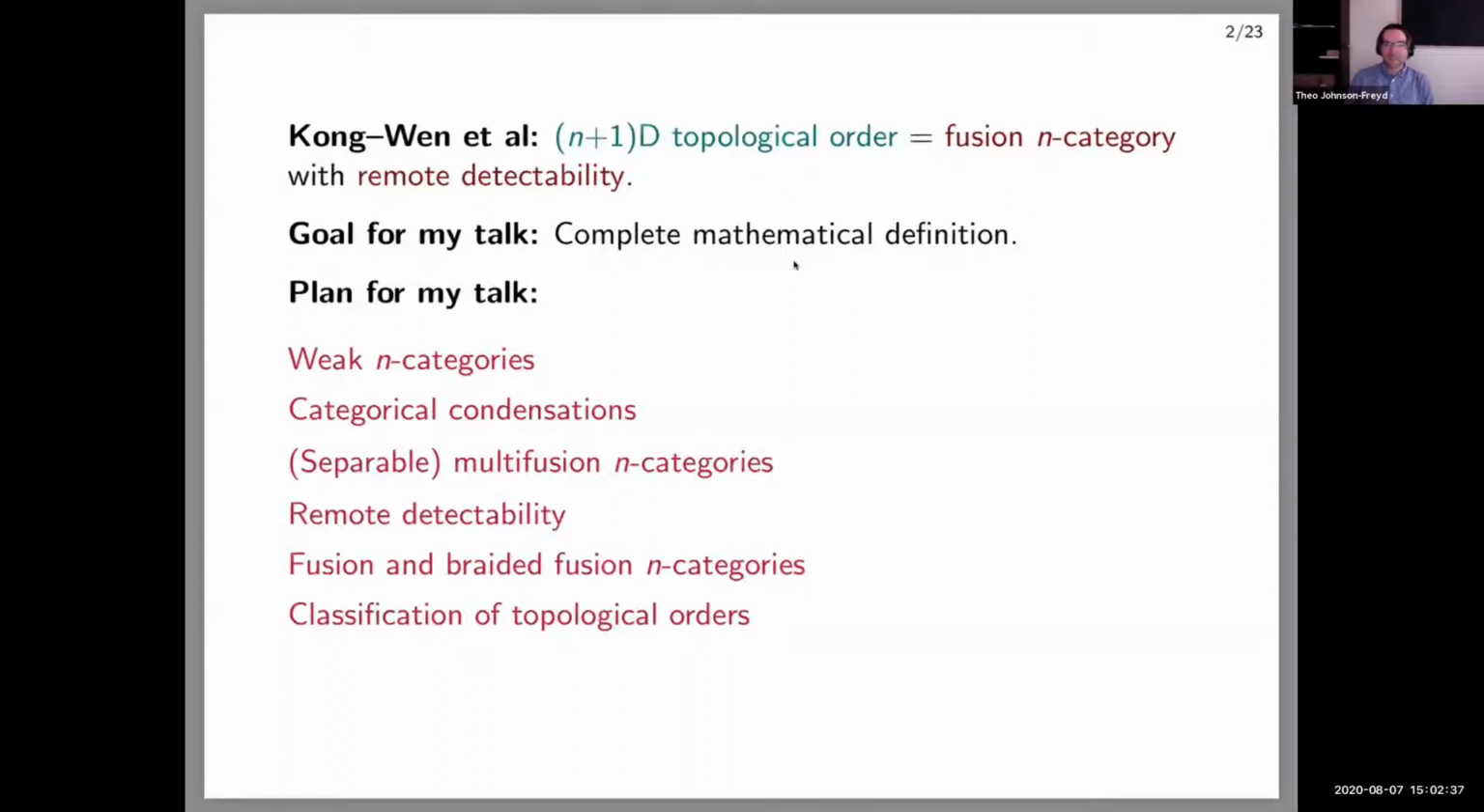I'll flag one other thing, which we mentioned at the end of David's talk: I'm not going to define what's actually a fusion n category. I'm going to define what you'd call a separable fusion n category. And I think that as we get more into the physics, the separability assumption is natural there.